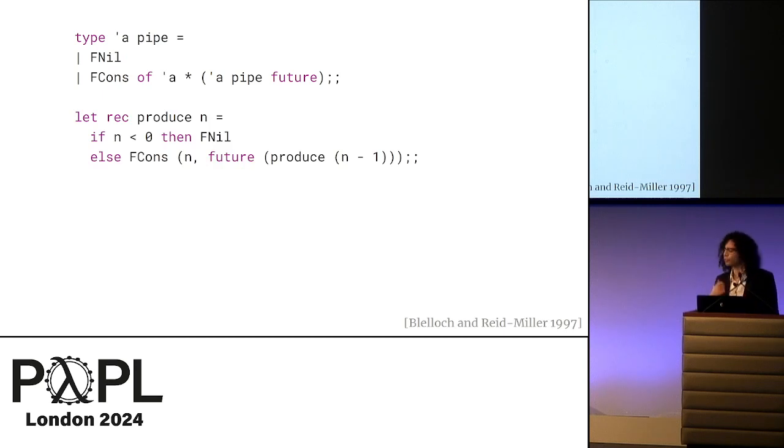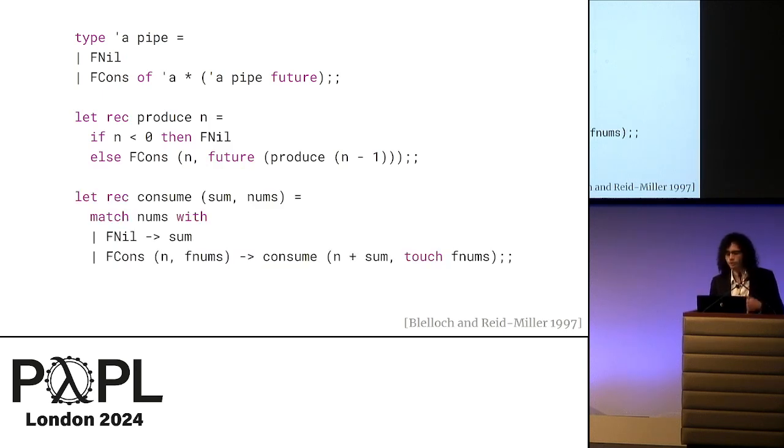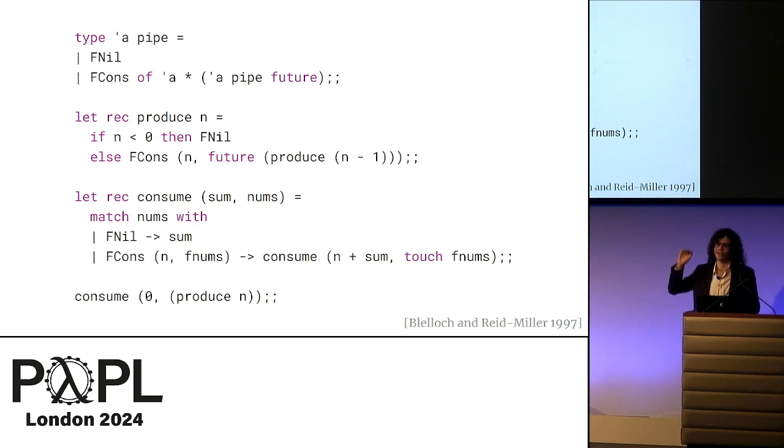We also have a produce function, which will produce an integer pipeline of length n. We have a consume function, which will consume an integer pipeline, sorry, not of length n, just of any length. It will sum up its elements. At the top level, we produce a pipeline of length n, and then we consume it. Now, again, the problem here: we have an algorithm that uses a data structure containing futures, and as a result, we're not able to type it, and we're not able to graph type check it.